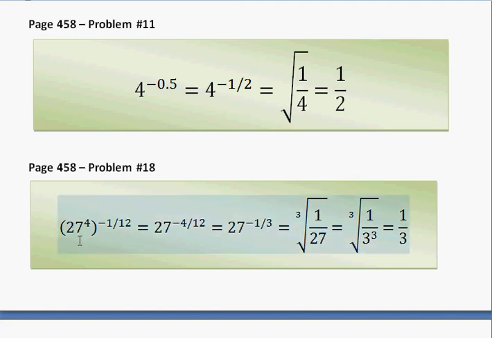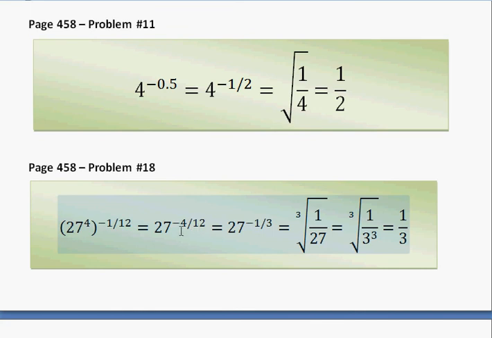And down here, 27 raised to the 4th, all raised to the -1/12. Says take 27 to the 4th, this whole thing in parentheses, and raise it to the -1 power, which means put it on the denominator, and then take the 12th root of it. Now, if you think about this, you can use the same laws that you've all learned about exponents, and when they're right next to the parenthesis, you just multiply them. So this could be the same thing as 27 to the -4 over 12, which is why I did it this way, because it just looks easier that way. Because now 27 is raised to the -4, which means it's going to be 1 over 27 to the 4th, and then you're going to take the 12th root of it.